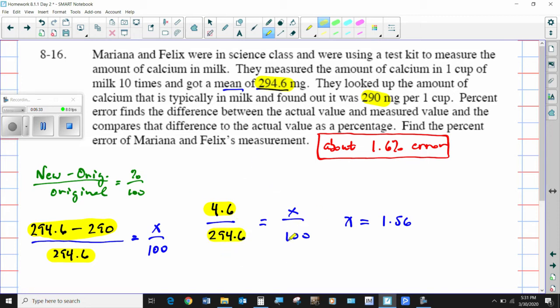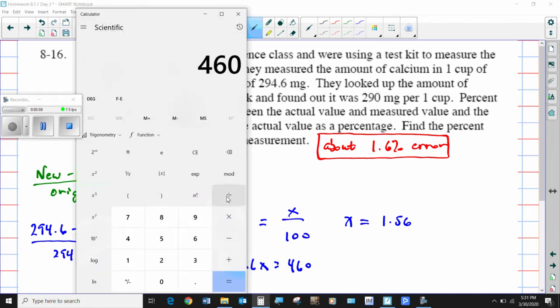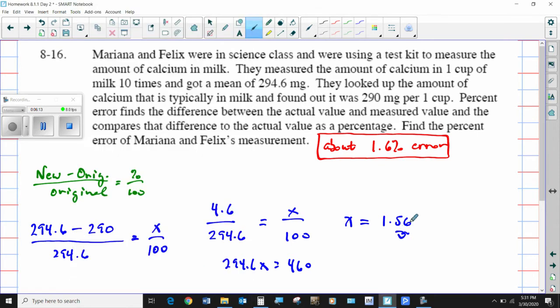Once you solve this using cross multiplication or using a giant 1, you get this for an answer, which rounds up to 1.6. I guess you could have said 1.56% error. Actually, I'm kind of curious about that. Let me do that cross multiplication there and see what we get. You get 294.6x is now equal to 460. So when I take 460 and I divide it by 294.6, oh, see, it ends up, yeah. It's going to round either 1.56 or it's going to round to 1.6. So I rounded it up to 1.6. Just do the right thing. Yeah, that rounds up to 1.6.